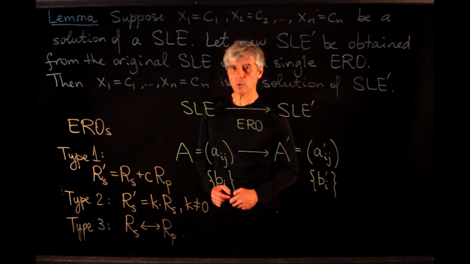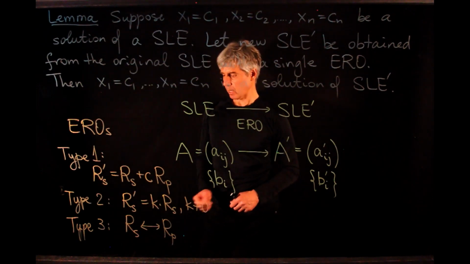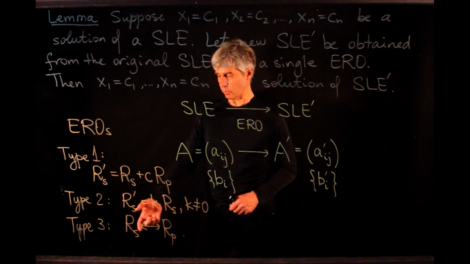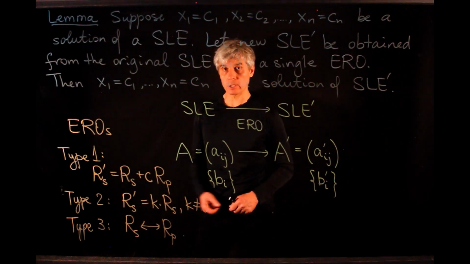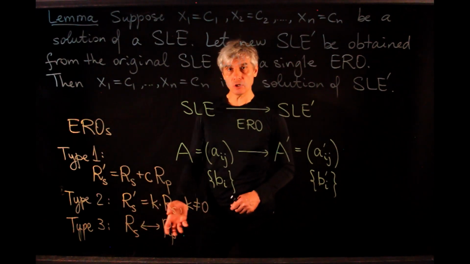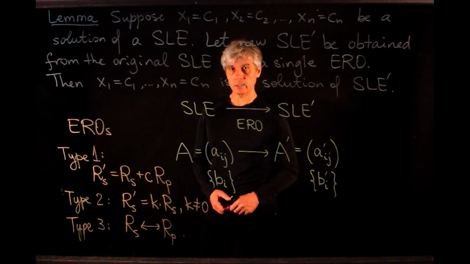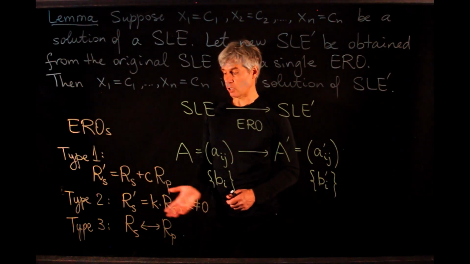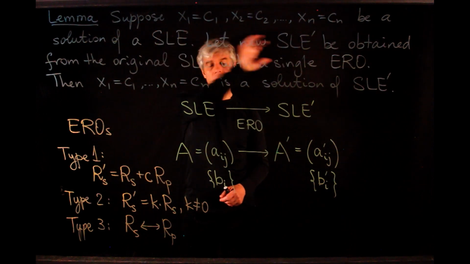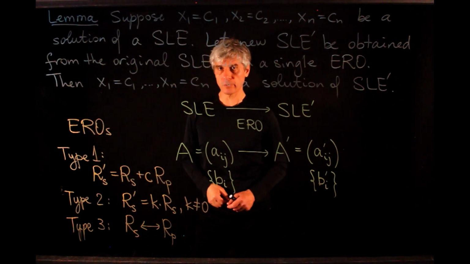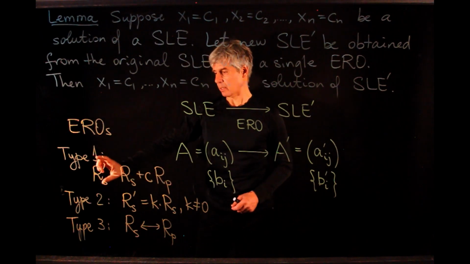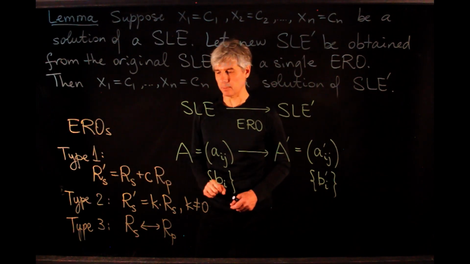We have elementary row operations of three types. In the last type, type 3, we interchange two rows or two equations. This is the easiest case, because here we just change the order of equations, and the set of equations doesn't change. So clearly, the solution of an old system is also going to be a solution of the new system. Let us consider the most interesting case, type 1 elementary row operation.